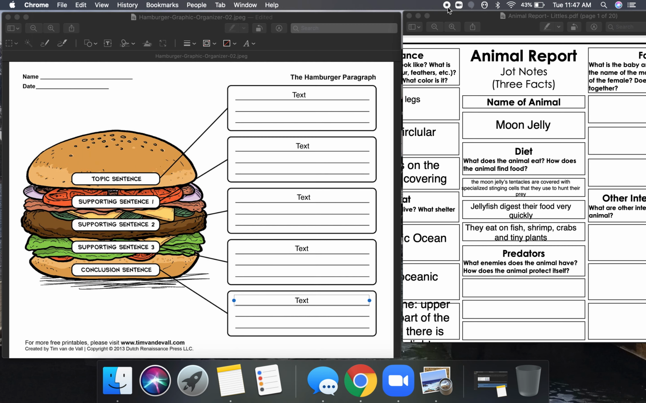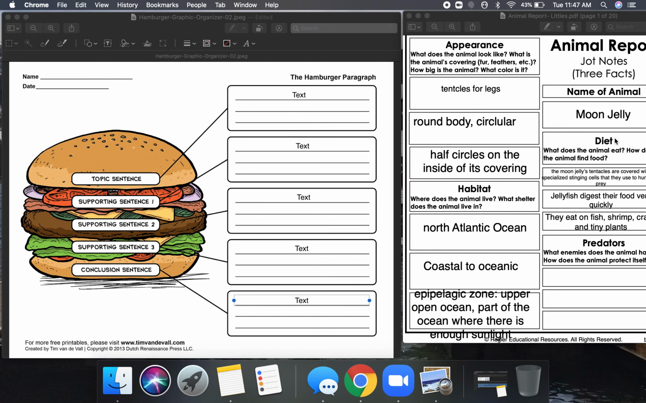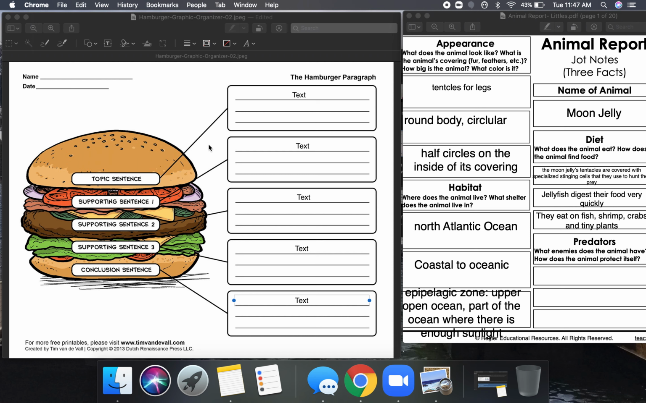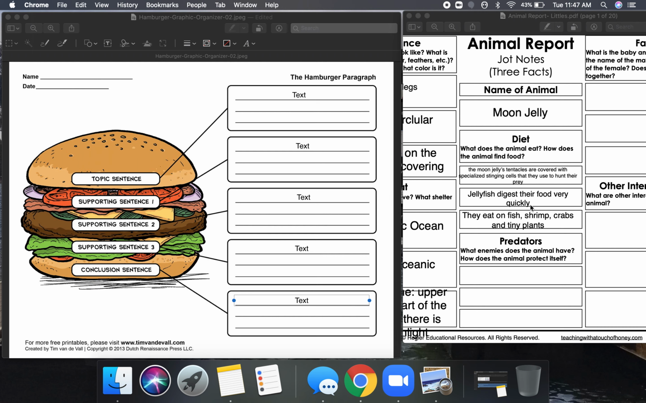So, I wanted to talk to you guys today about how we take all this awesome information that we wrote in our Jot Notes page and turn it into these big, beautiful, juicy paragraphs like we did for our artist report. Okay, so today I'm going to be writing my diet paragraph for my moon jelly. So, just a reminder that my animal is the moon jelly. You can choose any ocean animal you want. And I'm going to be talking about the facts about the moon jelly's diet.